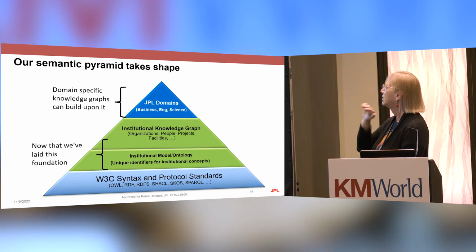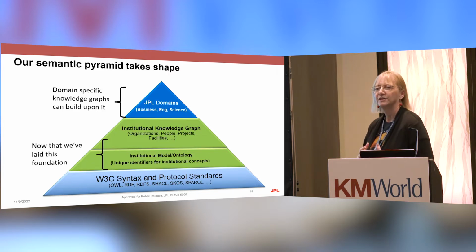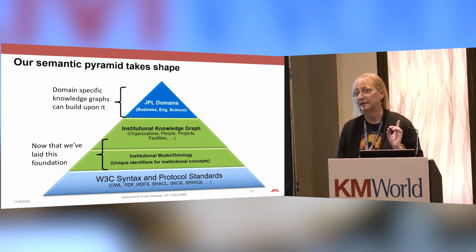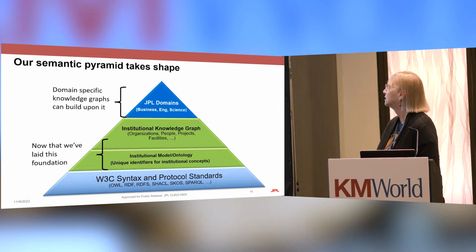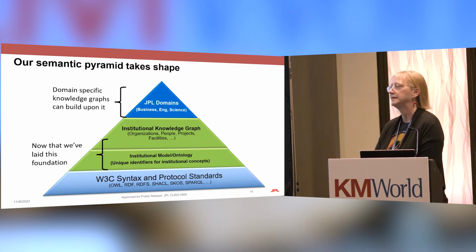And then, of course, we have our model or our ontology that we try not to make very strict, or we try to make it very adaptable to aggregation. But we do use unique identifiers for institutional concepts that we're going to talk about in detail a little later. So now that we've laid this foundation, domain-specific knowledge graphs can build upon it, and we're starting to see that now. But not only knowledge graphs, but also taxonomies and other semantic data sets.